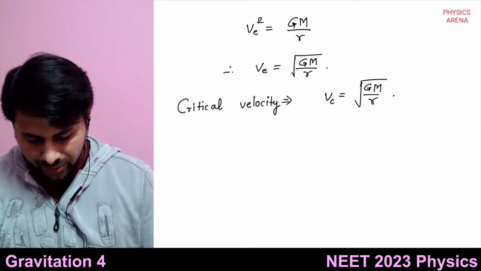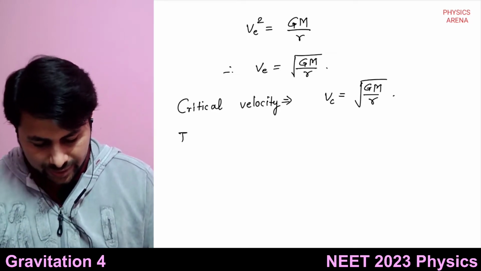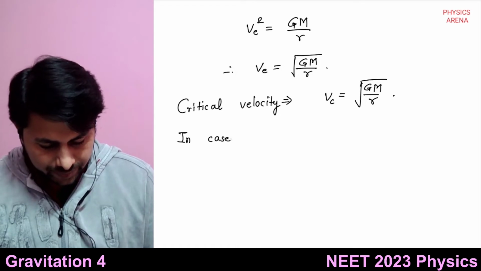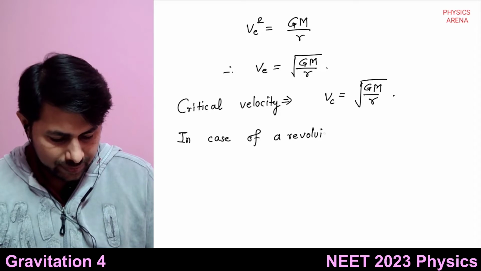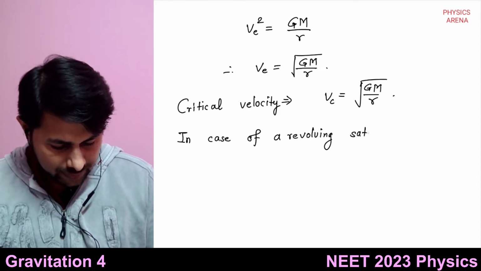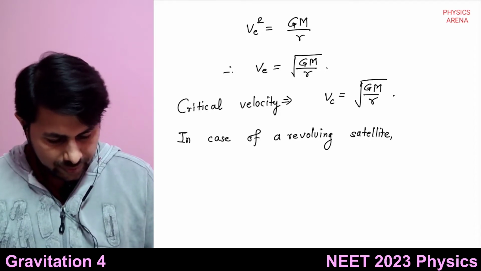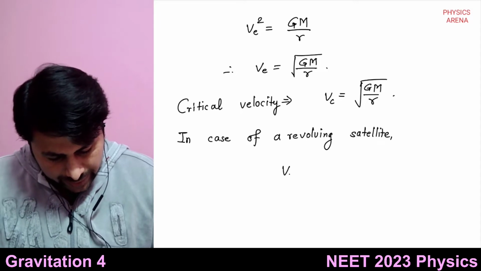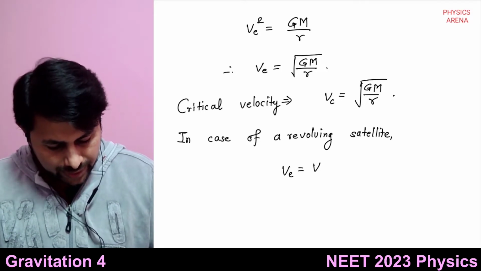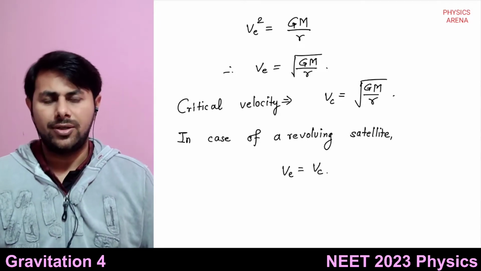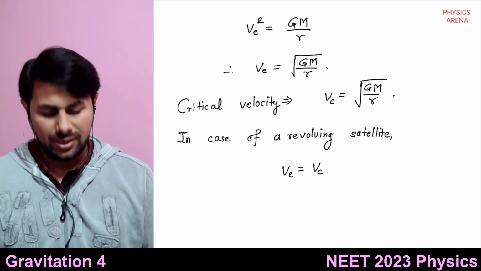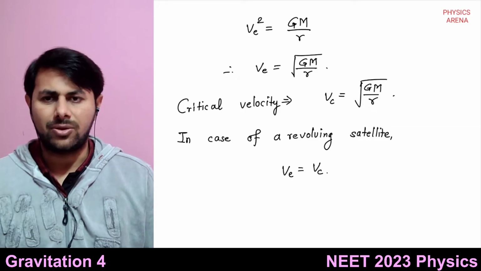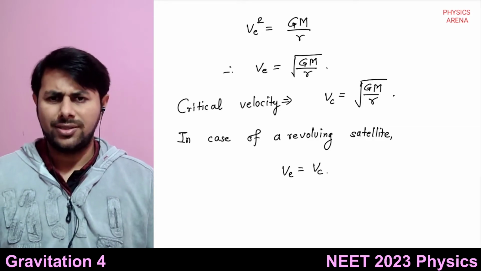Okay, so in case of a revolving satellite, we get that the escape velocity is just equal to its velocity. Okay, the velocity with which it is revolving around the Earth. So is this thing clear?